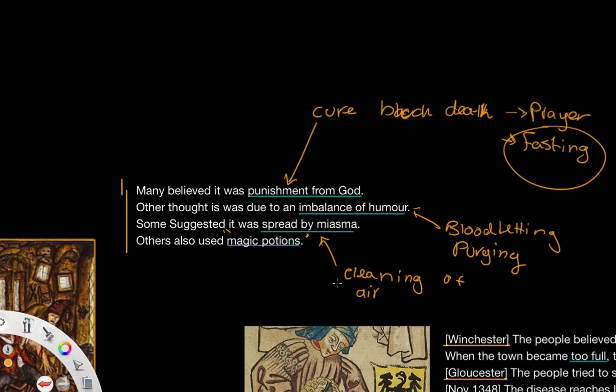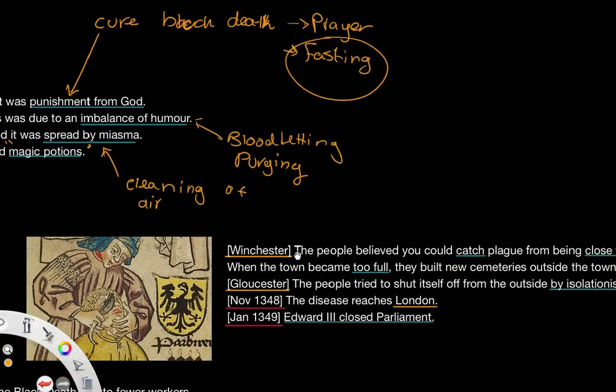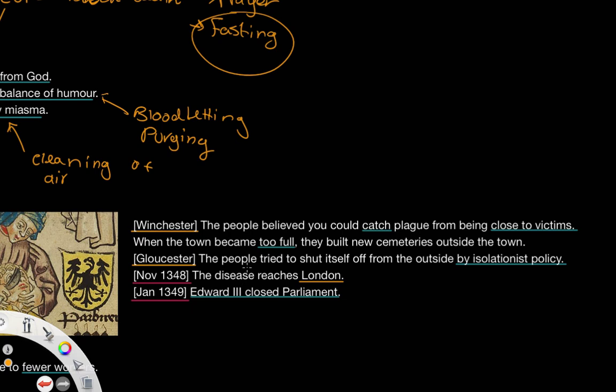Other more local governments or local organisations tried other methods that were really relatively unheard of as a general practice to try and get rid of this epidemic. So in Winchester, people believed that you could catch plague from being close to victims of the plague or the dead bodies, okay? So this was, as we can imagine, pretty much correct. Being around people who were infected with the disease would make you more likely to get the disease yourself, okay?